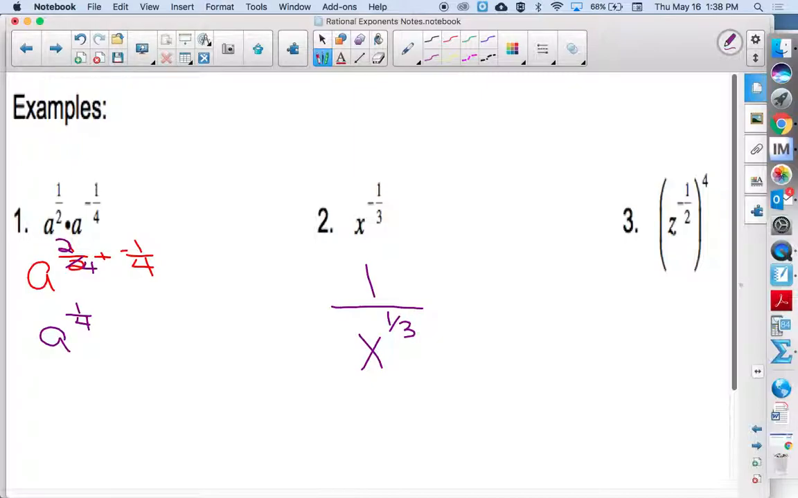And then the third one, we have this power on the outside. So this just goes through your properties a little bit here. So Michael, z to the negative 1/2 to the 4th is? Nice job, 1 over z squared. Pretty straightforward.